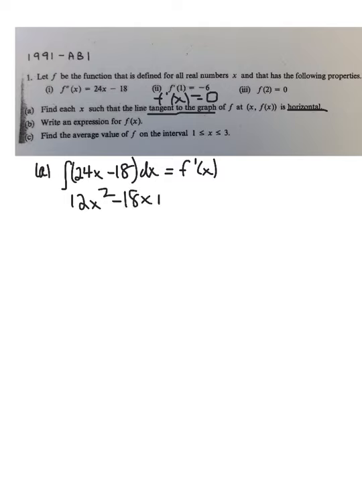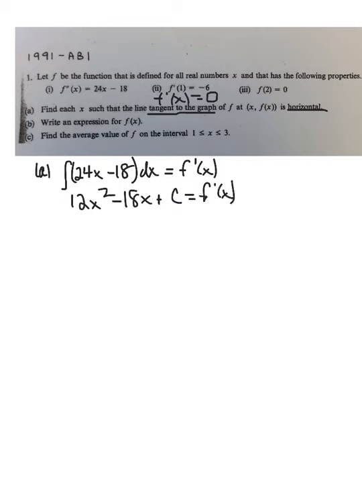Okay, so for part A, what we have to do is find the derivative. And we only have the second derivative, so we're going to integrate that second derivative. And that will give us the first derivative. All right, so if we integrate that, that's going to be 12x squared minus 18x plus c, and that's going to equal f prime.